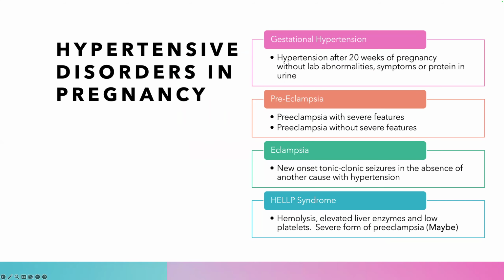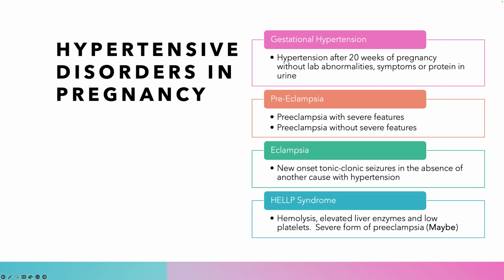Okay, hypertensive disorders in pregnancy. So we have a couple different hypertensive disorders in pregnancy. So gestational hypertension is hypertension first diagnosed after 20 weeks of pregnancy. So these are people who have hypertension, but they have no abnormal lab values. And that'll make sense when we start to talk about preeclampsia and HELLP syndrome.